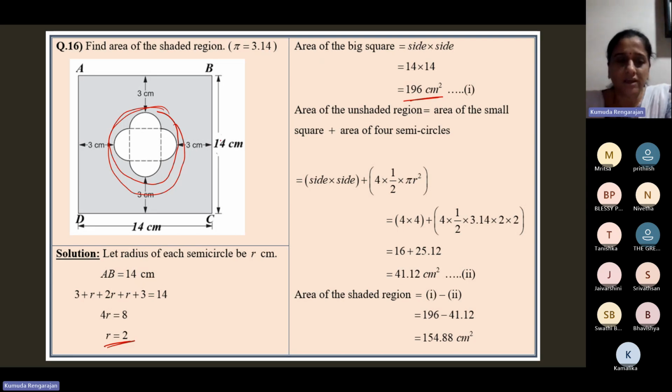Because what is the total area made up of? Shaded region plus unshaded region. Shaded area plus unshaded area is equal to total area. So the total area is 196. From this, if you take away the area of the unshaded region, you will get the area of the shaded region.